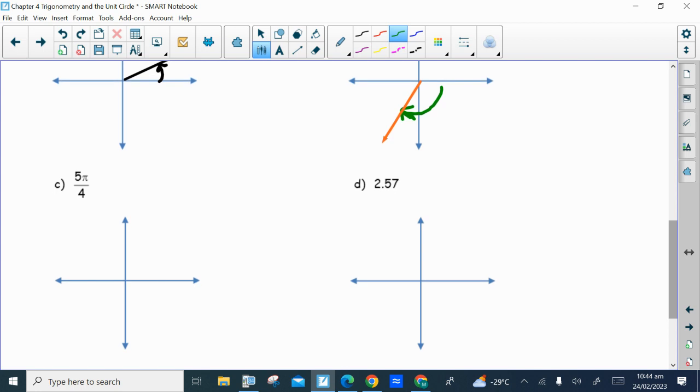5 pi on 4 radians. So this is a positive rotation angle. You need to go in a positive direction, 5 pi on 4 radians. So you should recognize that this is 1 pi on 4 past 4 pi on 4. 1 more pi on 4 from 4 pi on 4 is 5 pi on 4. And 4 pi on 4 is pi. We have to go 1/4 pi past pi.